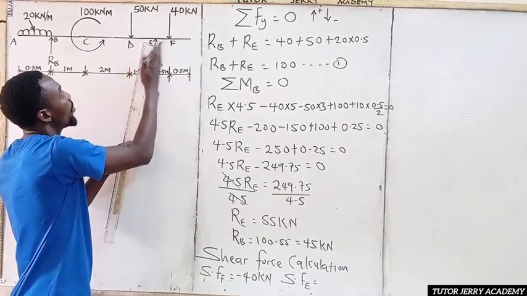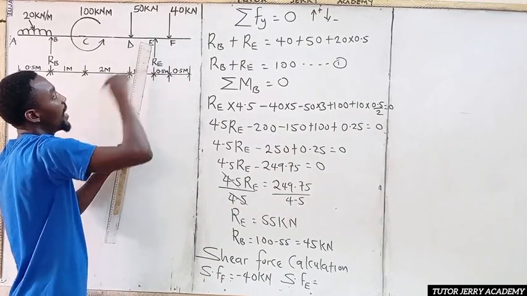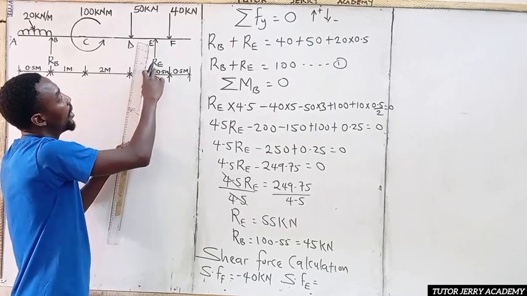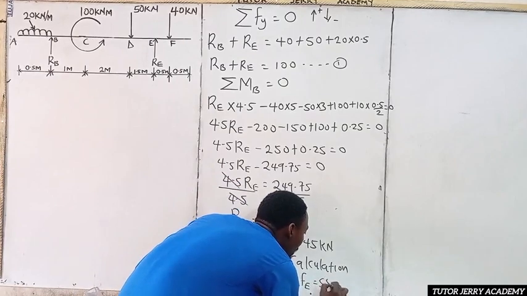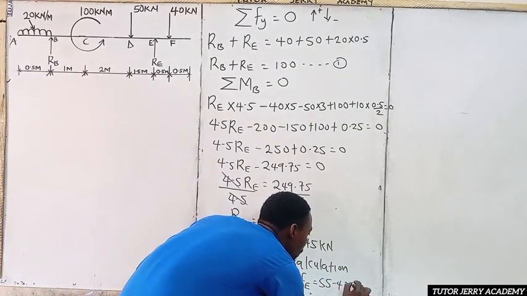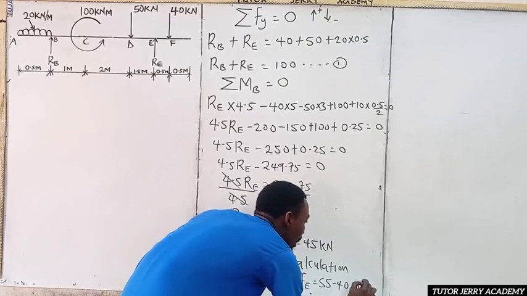The shear force at point E will be equal to, so at point E we have one force, that is upward force, then we have another downward force to our right. So here it's going to be 55 minus 40, which is 15 kilonewton.